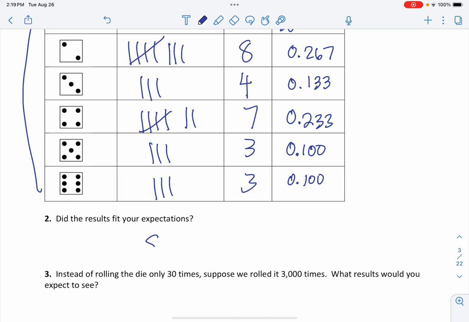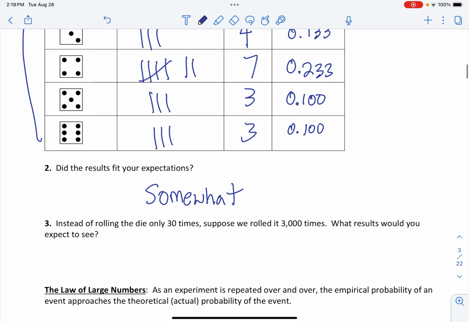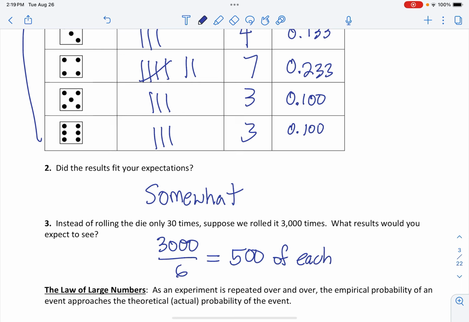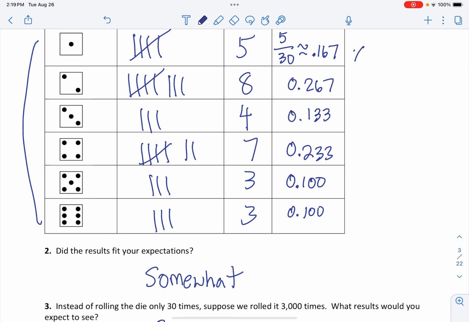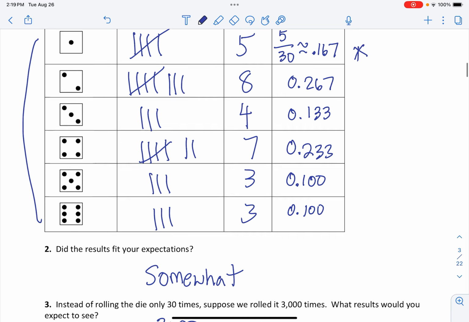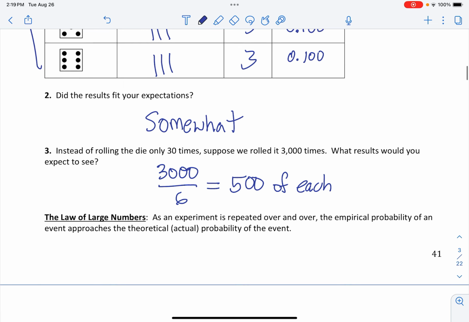Now, instead of rolling the die 30 times, suppose we did it 3,000 times. What would you expect to see? Well, then we would probably expect to see 3,000 divided by 6, 500 of each, right? And there we would probably be a little bit closer to the 500, or close to that percentage of 16% per outcome, right? And that's what's called the law of large numbers.